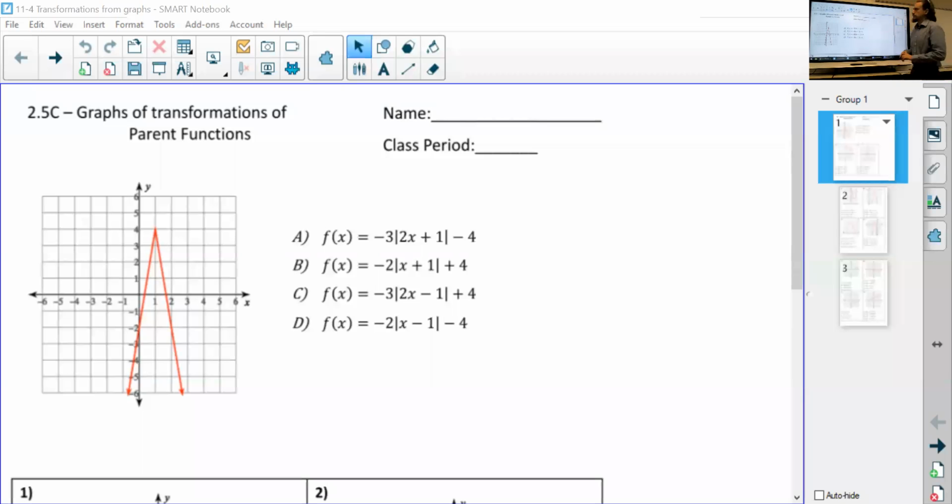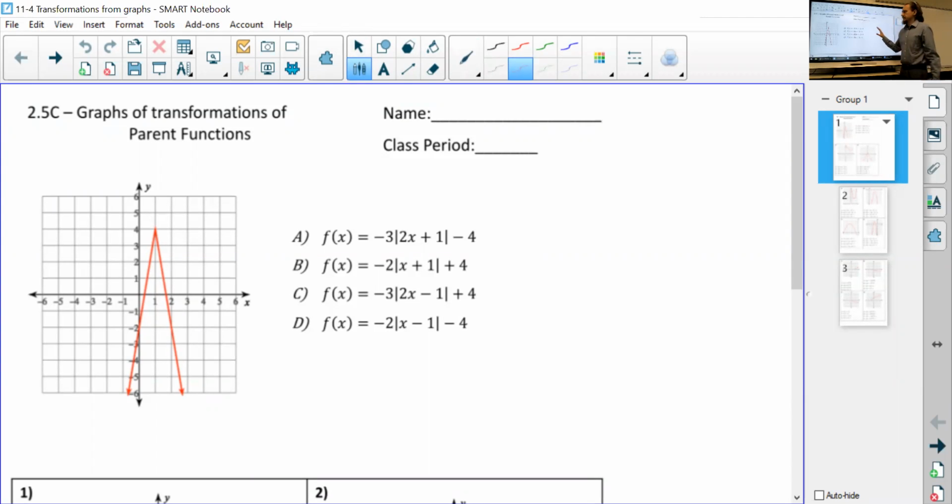So hopefully today's nice and easy. This is our third day going over transformation of functions. What we're looking at is going from a graph to the function notation itself. So we're skipping the verbal explanation, but it's still the same rules.